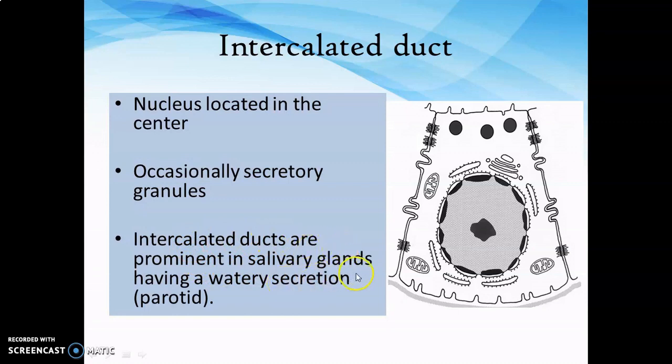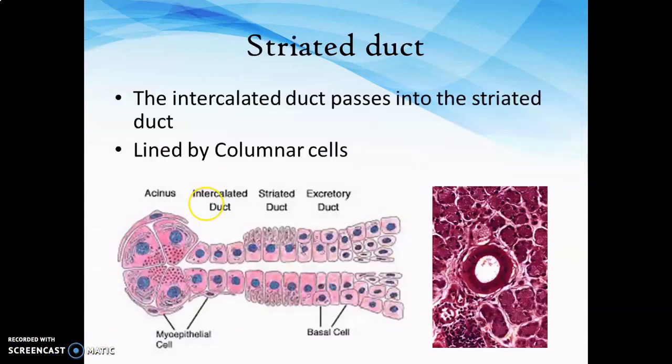Intercalated ducts are prominent in salivary glands having watery secretion, that is serous secretion. For example, in parotid gland, intercalated ducts will be more prominent. The intercalated duct passes their secretions into striated duct. You can see here the striated duct are larger in diameter when compared to the intercalated duct. Intercalated duct is lined by the cuboidal cells, but the striated ducts are lined by tall columnar cells.